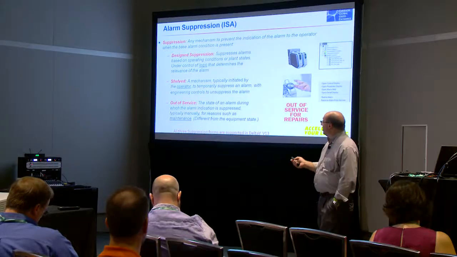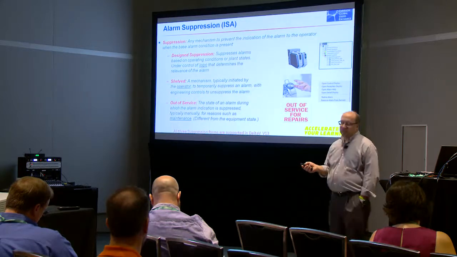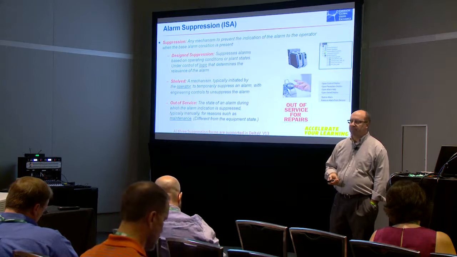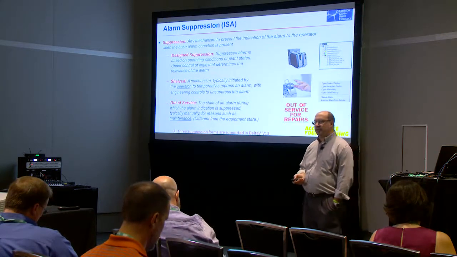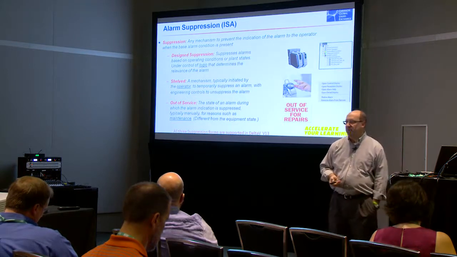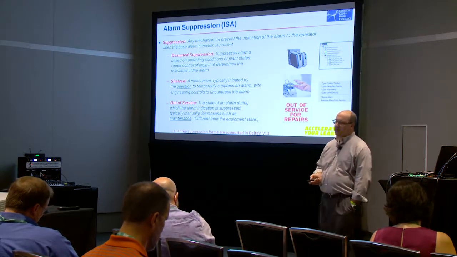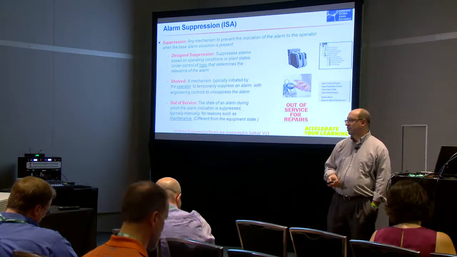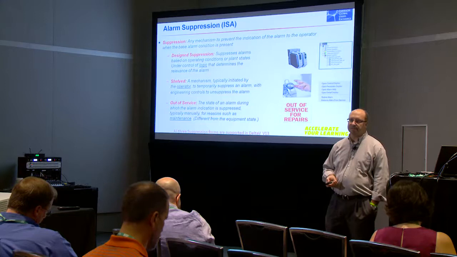And part of what we're talking about is the capability to hide the presence of the alarm from the operator when they don't need to see it. The ISA standard defines three different types of suppression. The first one is called design suppression. That means behind the scenes, the control logic is configured to be smart enough to suppress alarms when the operator doesn't need to see it.